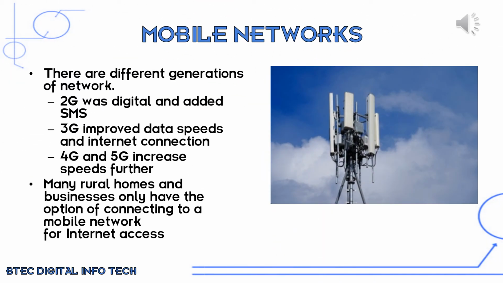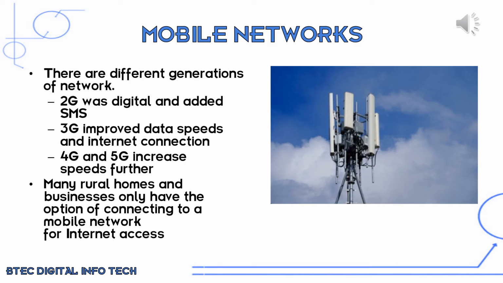So when we talk about mobile networks, this is obviously using the cell towers. So there are different generations of network that have progressed through the years. 2G was the first time it was digital, and this added things like the SMS, where you send text messages. 3G then started to improve data speeds and internet connections. And now we're obviously on to 4G and 5G, which increase the speeds a lot so that you can start getting a lot faster data transfer.